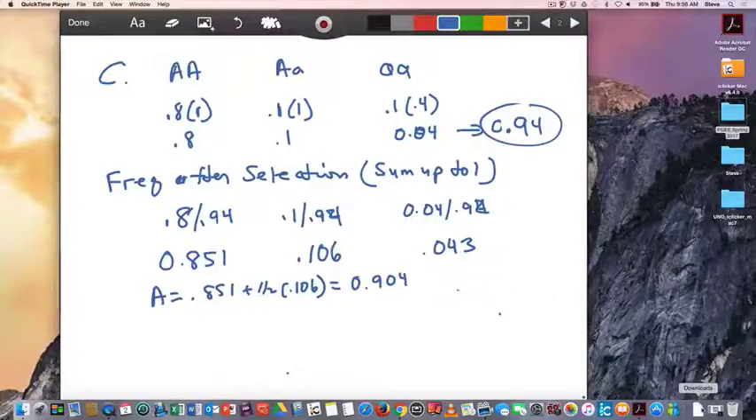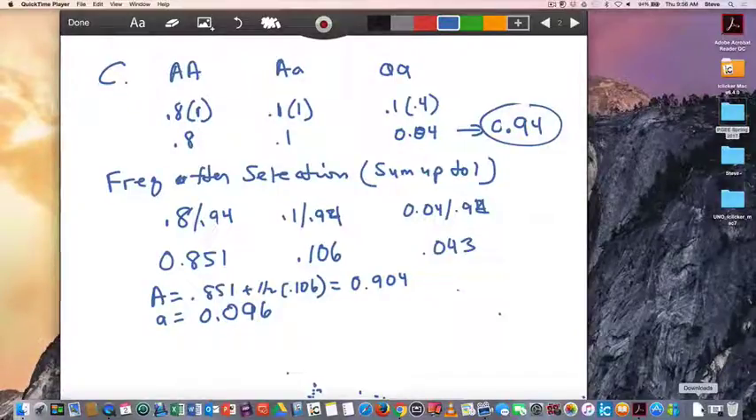Do you want to do the other one? You can, 0.043 plus half of 0.106. But what you should get is the frequency of the a allele should equal, just to make sure I got it right, 0.096. Okay. So those are the frequencies of those 2 alleles after 1 generation of selection.